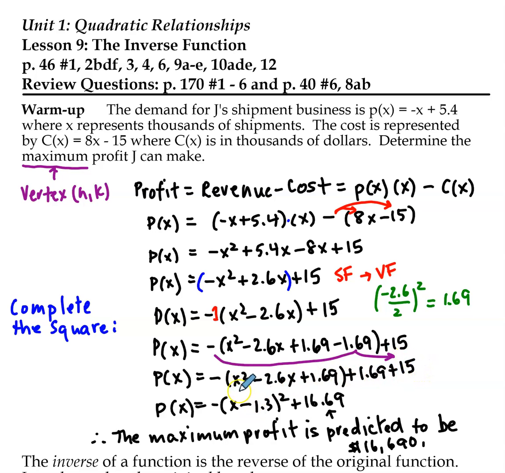When we look at our trinomial, we take the square root of the first term, the square root of the last term, and borrow the sign from the middle term. We've now got a perfect square. Simplifying the last two terms gives us 16.69 as the k value of the vertex. So the maximum profit occurs when your shipments are 1,300 shipments, making a profit of $16,690.